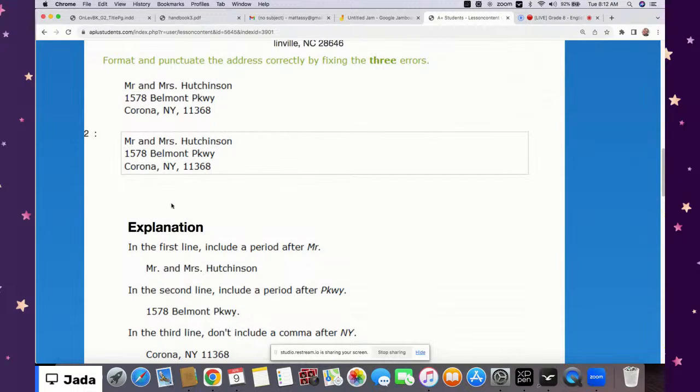And then in the second line, you need to put a period after the street name. And in the third line, Corona, NY, you have to remove the comma here. You don't need a comma after the state. You only have a comma after the city. So you have to take out the comma here. So those are the three errors in this one.